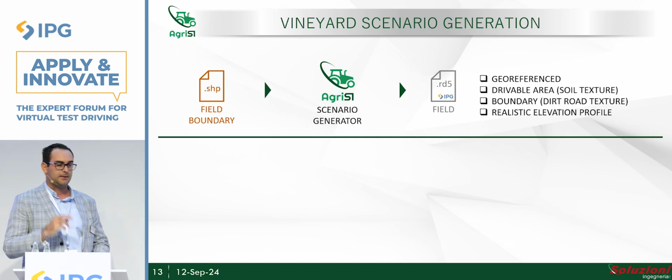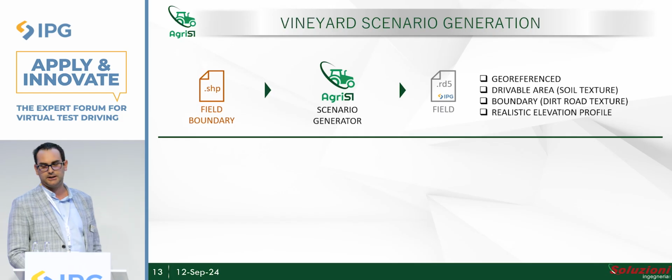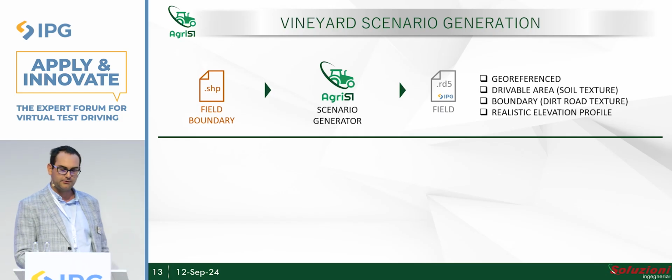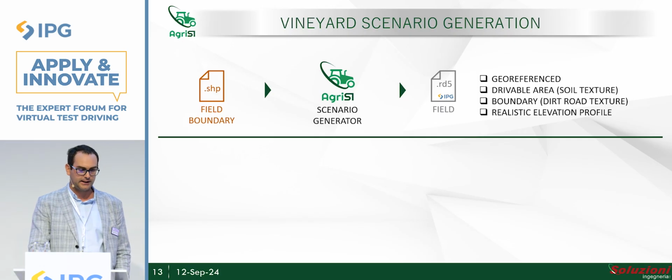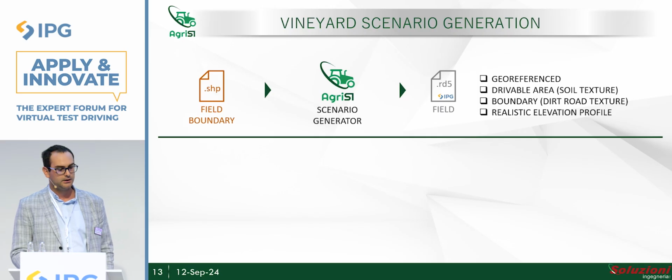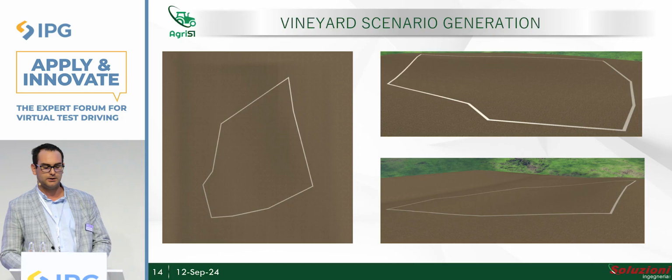We can divide it into steps. The first step already exists and exploits a tool called Agrisys Scenario Generator that, starting from the shapefile of the field boundary, generates an RD5 file of the field to be loaded in CarMaker. This RD5 file is georeferenced, contains a drivable area with a soil texture, a boundary of the field with a dirt road texture, and a realistic elevation profile. This is an example of the output of this automatic routine.